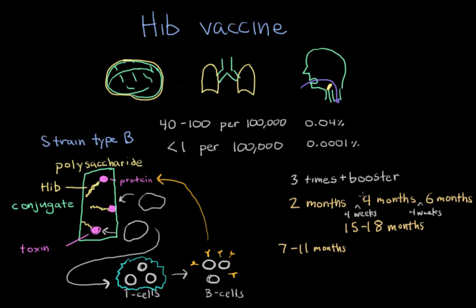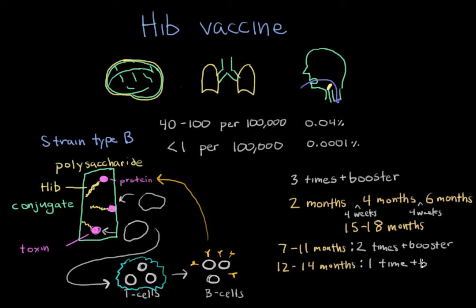Now, if the child is about 7 to 11 months old, then you'll actually skip one of these doses. And again, the reason for that is because these doses are trying to get the baby through the first months of life without being infected by this bacteria. So if they're already 7 to 11 months old, we just need to get them through a couple more months before they get their booster shot. So a 7 to 11 month old will only need 2 vaccines plus the booster. And if the child is 12 to 14 months old, then they'll only need 1 shot plus the booster.